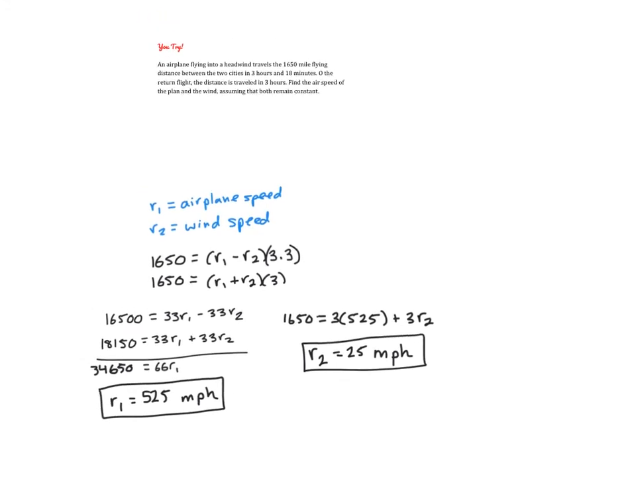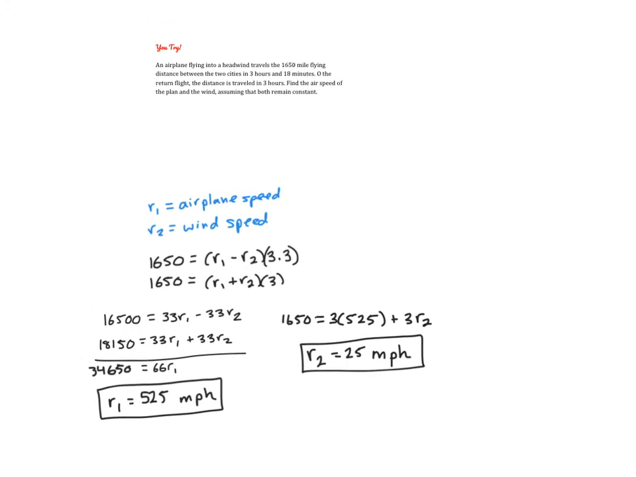This problem has the same general setup. We have an R1 and an R2. On the flight there, it's R1 minus R2 because you're flying into the wind, and on the way back, it's R1 plus R2 because you're flying with the wind, so you're getting a little boost. I solved this one using the elimination method, and you should get 525 miles per hour for the airplane speed and 25 miles per hour for the wind speed.